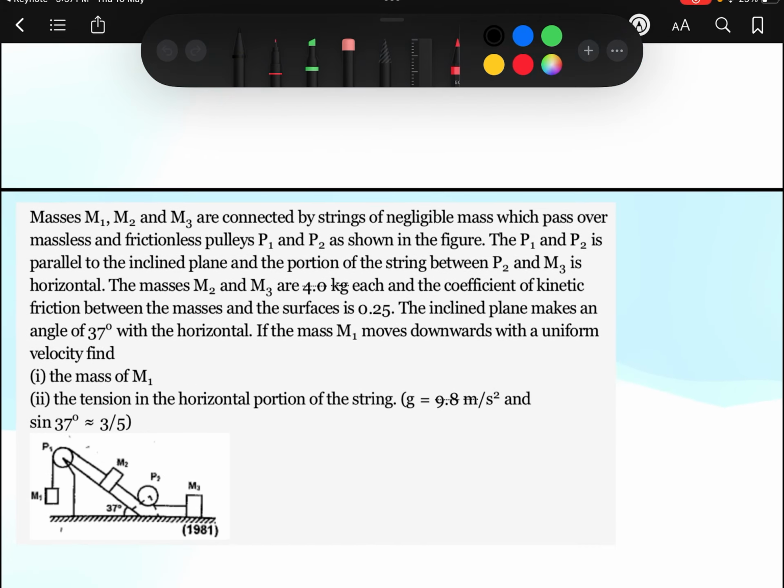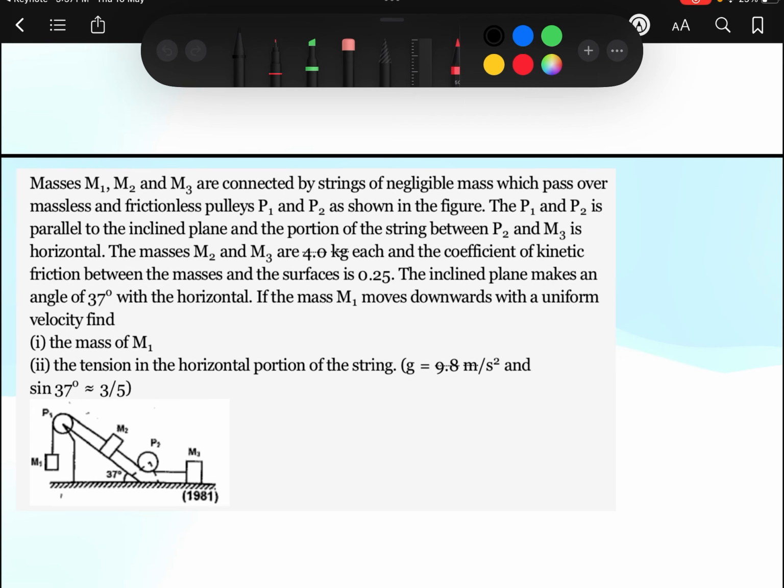Masses m1, m2 and m3 are connected by strings of negligible mass which pass over massless and frictionless pulleys P1 and P2, as shown in the figure. The string between P1 and P2 is parallel to the inclined plane, and the portion of the string between P2 and m3 is horizontal. So this portion is horizontal here and this portion is parallel to this inclined plane.